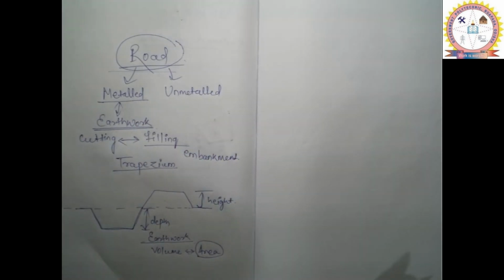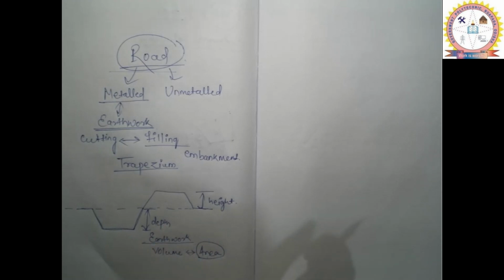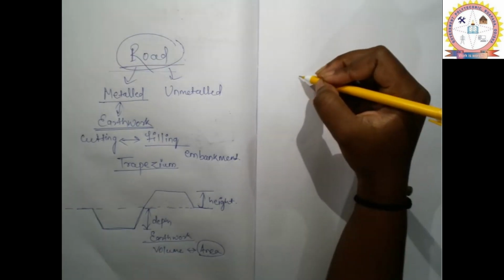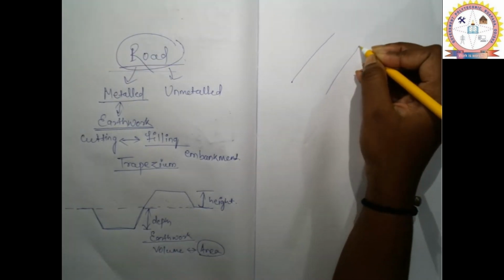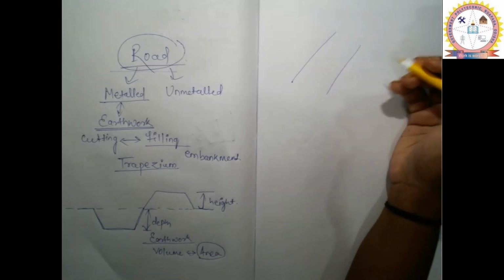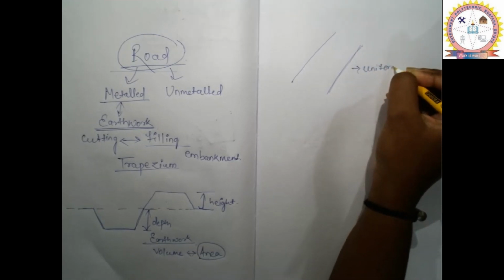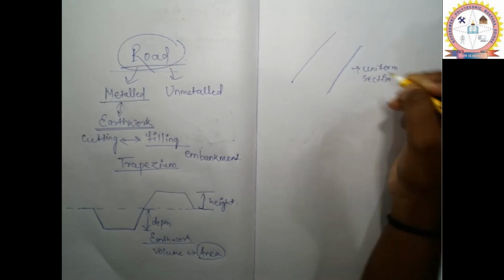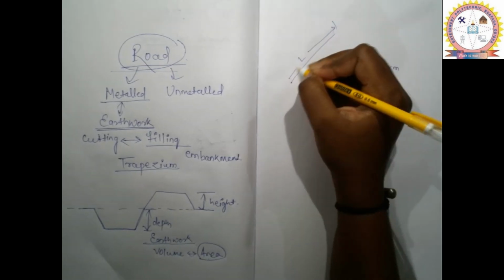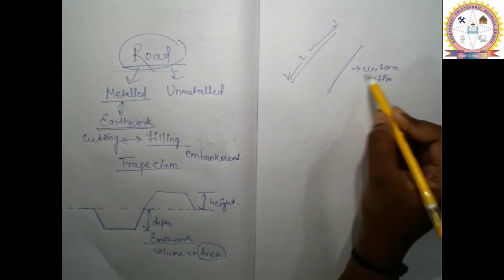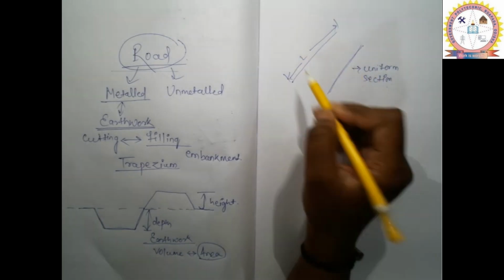When we are calculating the earthwork of either cutting or filling section, we have to first calculate the area of that particular section, and then we will calculate the volume of that section. Suppose this is a road, and we will imagine that this particular road has a uniform section throughout its length, and this is the length, uniform from all sides.